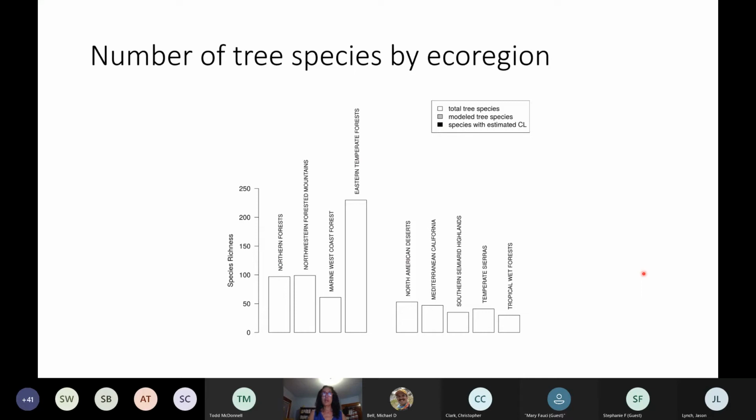Okay, so this is how many tree species there are present in each region. And this is a breakdown at the level 1 ecoregion. So what I just showed you was level 3. So this is the coarsest level of the ecoregions that we have. And you can see that there's quite a range in the number of species present, but the eastern temperate forest has by far the most species present.